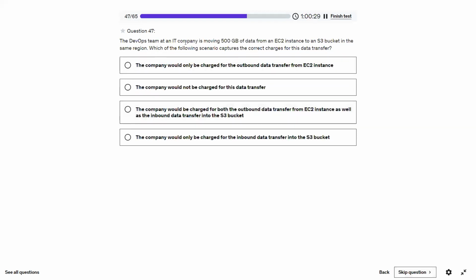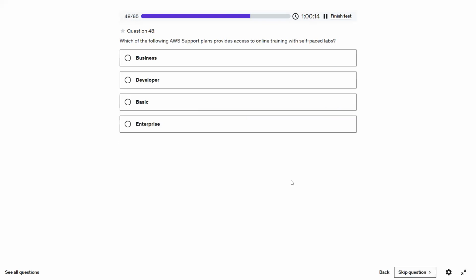A DevOps team at an IT company is moving 500 GB of data from an EC2 instance to an S3 bucket in the same region. Okay, how much cost will they need to pay? They don't need to pay any cost, because it is the same region and from one service to another service. So the company would not be charged for this data transfer.